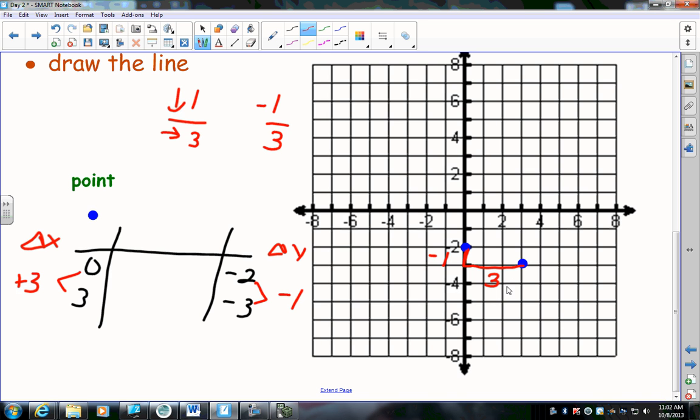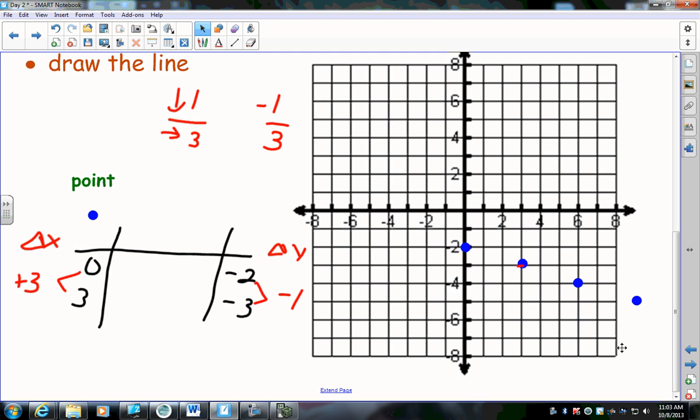To go to the next point, if we needed to graph more of these, I'm going to grab my dot over here. I'm going to start on my point, go down 1, to the right 1, 2, 3, and put a dot. Now, if I do that again and go down 1 and to the right 3, I'm going to be off my graph a little bit, but that's okay. It's only one of them. So I'm going to go down 1 and over 1, 2, 3.